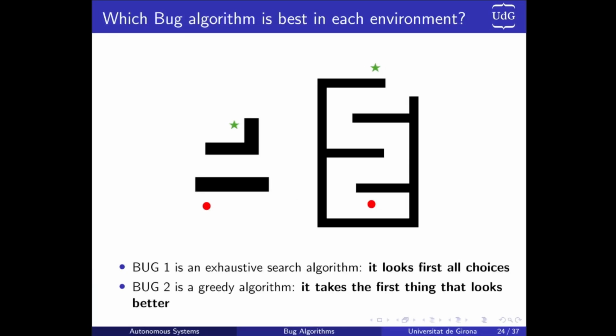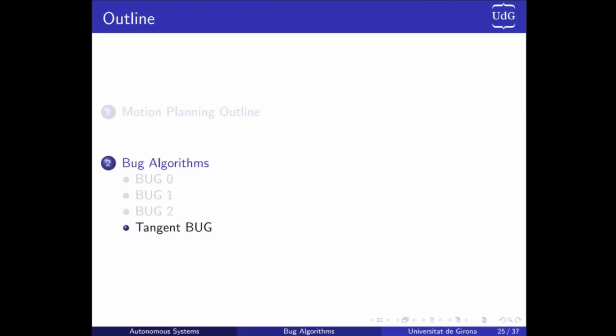Okay, here it says, no, Bug 1 is an exhaustive search algorithm. It looks first at all choices. Bug 2 is a greedy algorithm. It takes the first thing that looks better. This is the normal thing. But for specific scenarios like this one, one can be better than the other. We will never know that until we analyze it. Okay, then let's go now, yes, to the Tangent Bug.